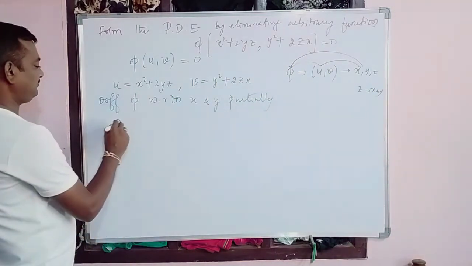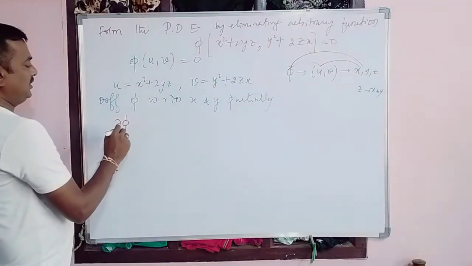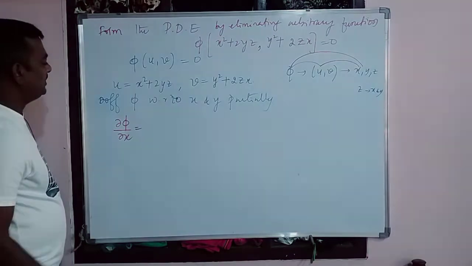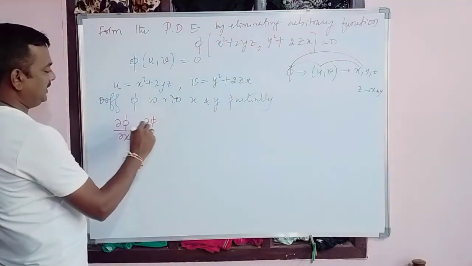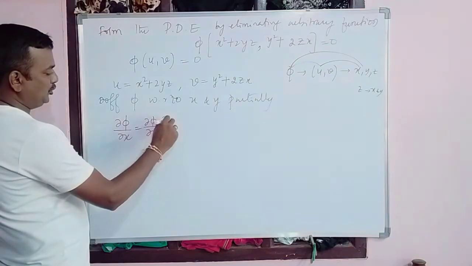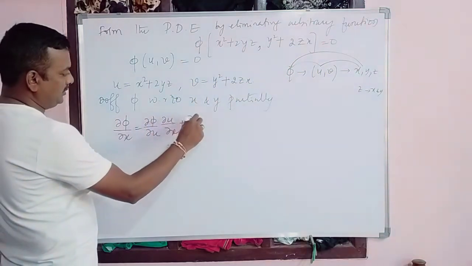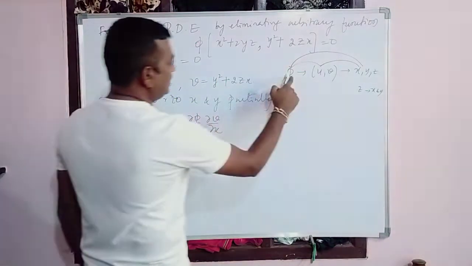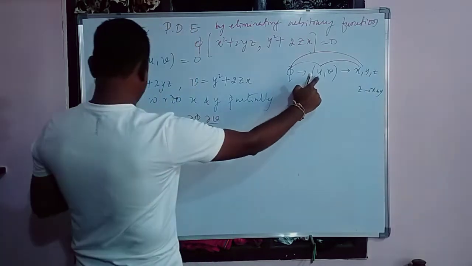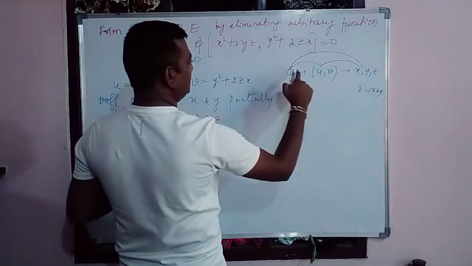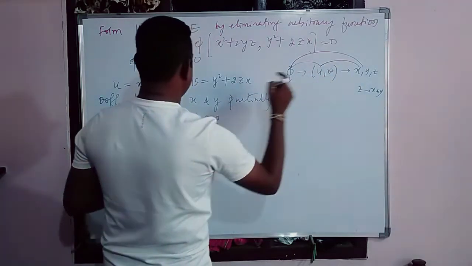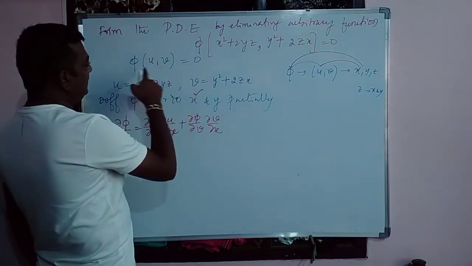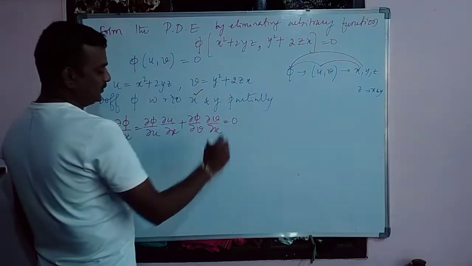That is, dou phi by dou x. So what is dou phi by dou x? Dou phi by dou u into dou u by dou x plus dou phi by dou v into dou v by dou x. Phi with respect to u and u with respect to x, phi with respect to v and v with respect to x. First, x is over. Similarly, since phi is equal to 0, therefore it will become 0.